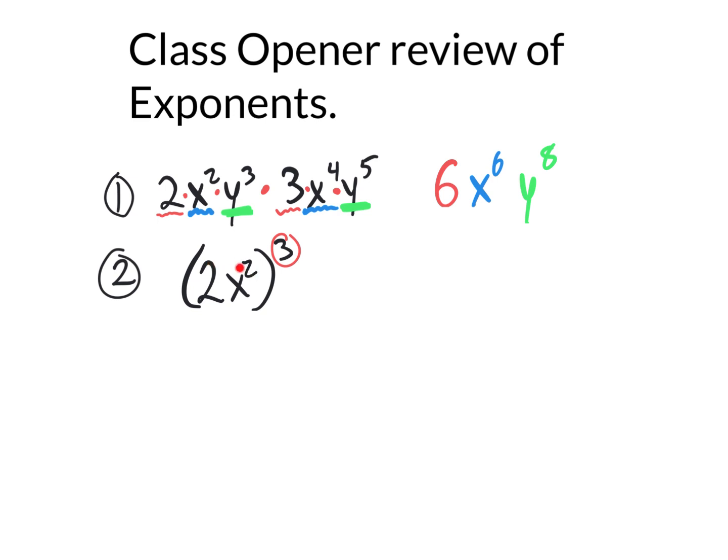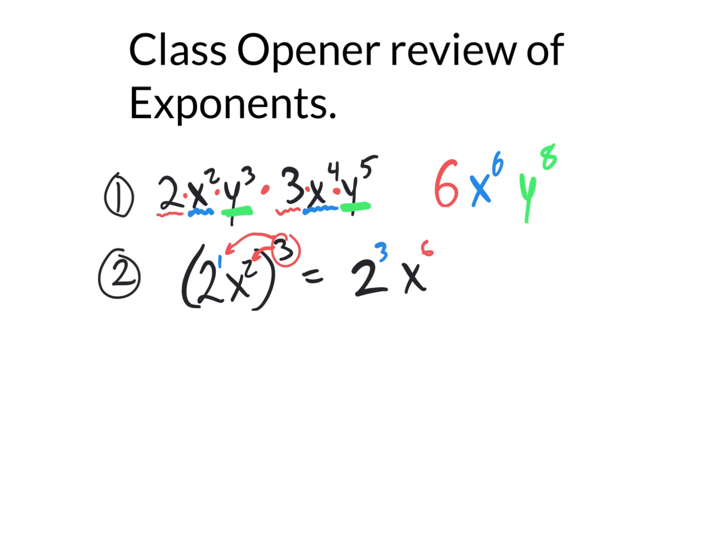And everything on the inside has an exponent. Even if you don't see it, it technically has an invisible 1 right there. So you're going to take that 3 and distribute it to the 1 and to the 2. And of course, a power to a power, you multiply. So in reality, you're going to get 2 to the third power and then x to the sixth power.